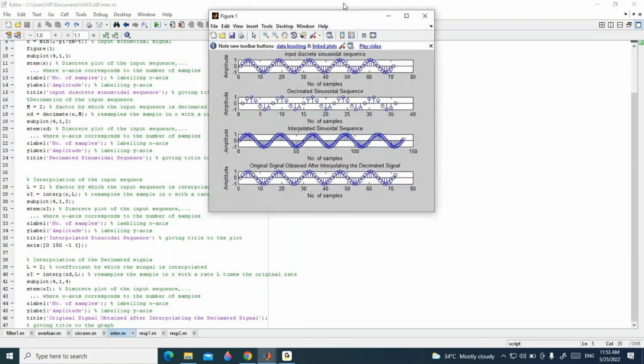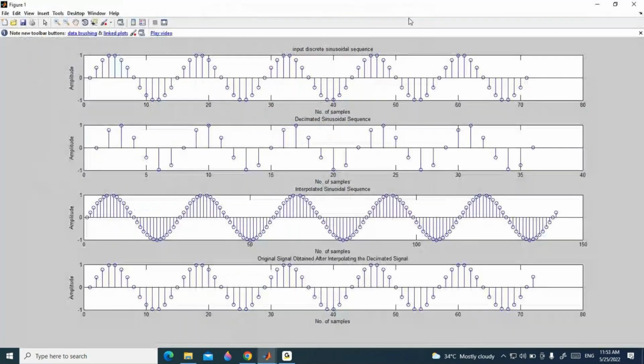Here you will get the figure window. In this figure, the first plot indicates the original input sequence, that is the discrete time sequence, and the second plot indicates the decimation by a factor of 2. So the original sequence is decimated by a factor of 2. If you observe here, we are taking the 0th sample, second sample, fourth sample, sixth sample, eighth sample, 10th sample, like this, and we are removing the remaining samples. We are considering only every Mth sample. Here M is equal to 2.